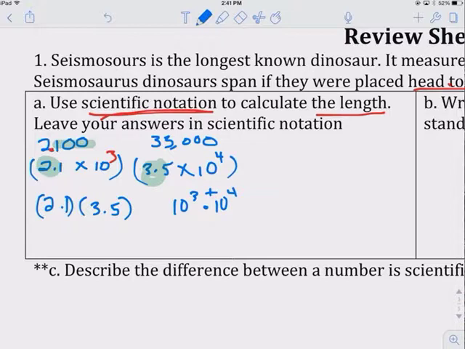Okay, so your answer here is, what is it, you guys? 7.35. And times 10 to the 7th power. This is called what? Scientific notation.